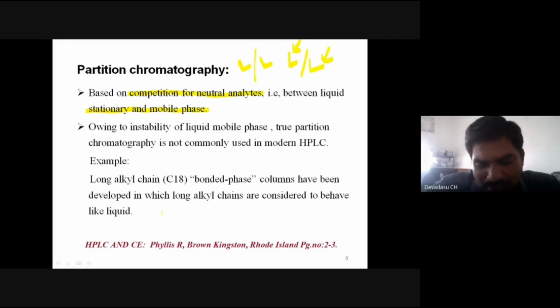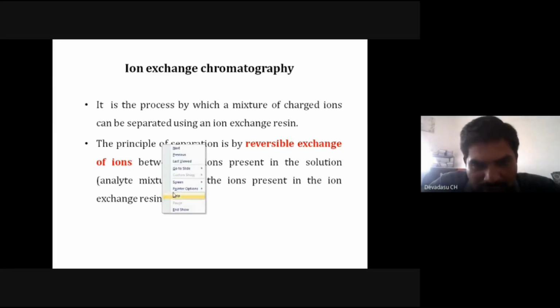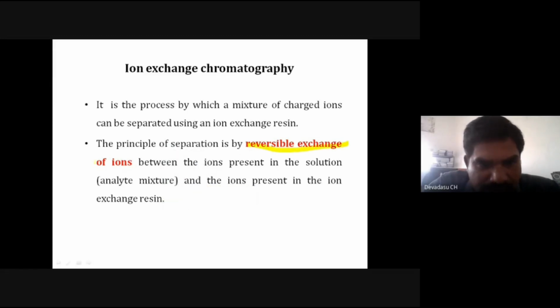Ion exchange chromatography. When you see the principle behind ion exchange chromatography, what is happening here? Reversible exchange of ions. Okay, exchange. See, reversible exchange of ions between the ions present in the mixture and the ions present in the stationary phase. Remember, stationary phase here is also an ionic species. Okay. Then please let me know, the exchange must be between a similar kind of ions or different kind of ions.